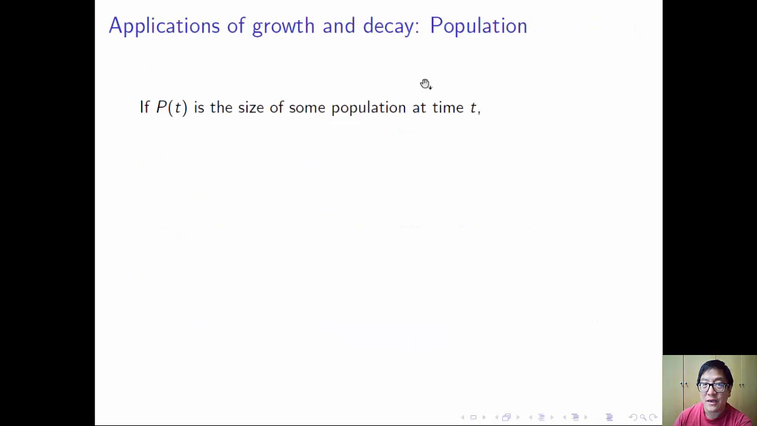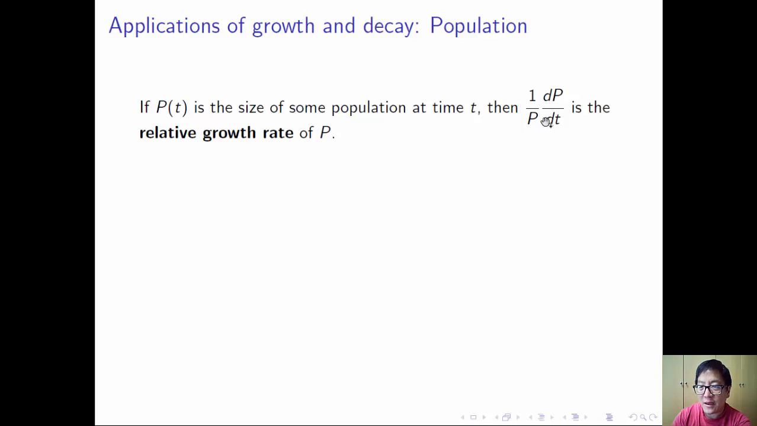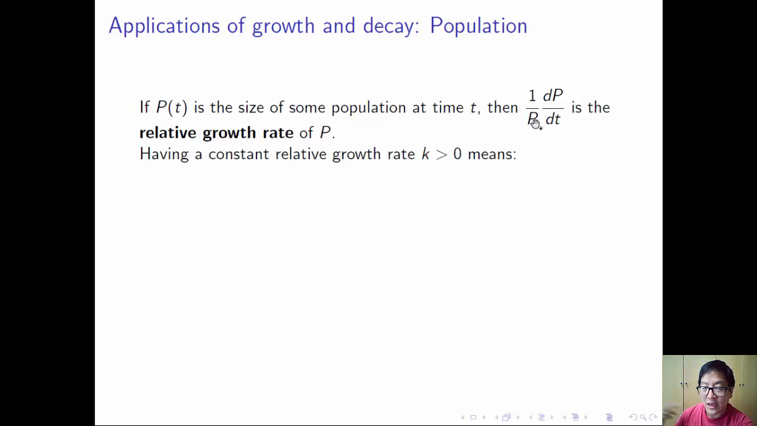Okay, so here's one application of that solution. If p of t is the size of some population at time t, then 1 over p times dp/dt is the relative growth rate of p. It's the rate of change of p as a proportion of your population. Having a constant relative growth rate k greater than 0 means precisely that 1 over p times dp/dt is equal to k. Or, if we solve for dp/dt, dp/dt equals kp.